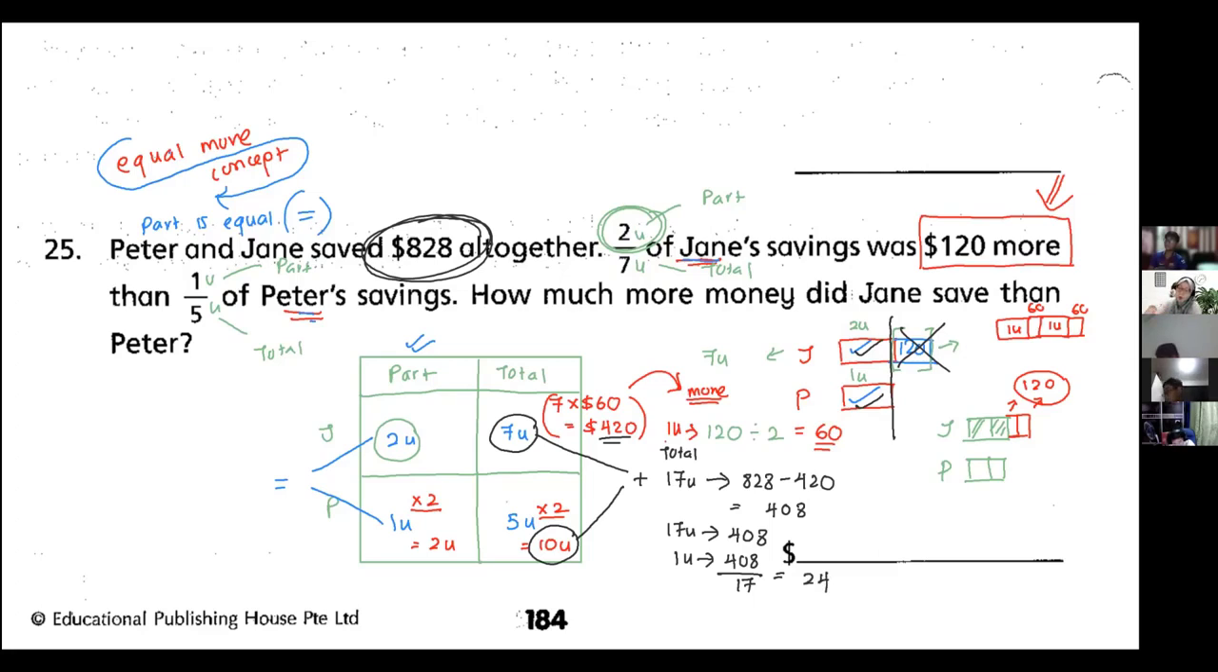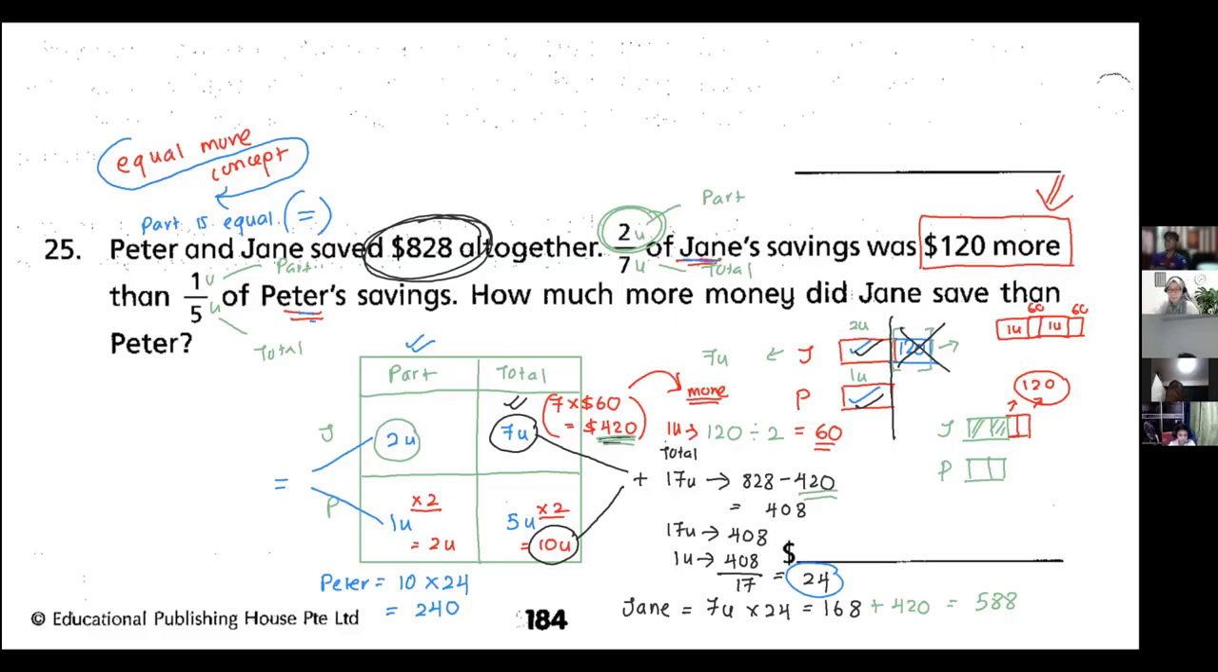I don't stop there because I want to find Jane. So Jane is equal to 7 units. You see, this is Jane's total, 7 units times 24, you get 168. Do I stop there for Jane? Remember I took away 420 here. Now I put back my 420, which equals 588. This is Jane. I settled Jane already. Now, can I settle for Peter? So Peter's 1 unit is 24. So Peter is 10 units. 10 times 24 equals 240.